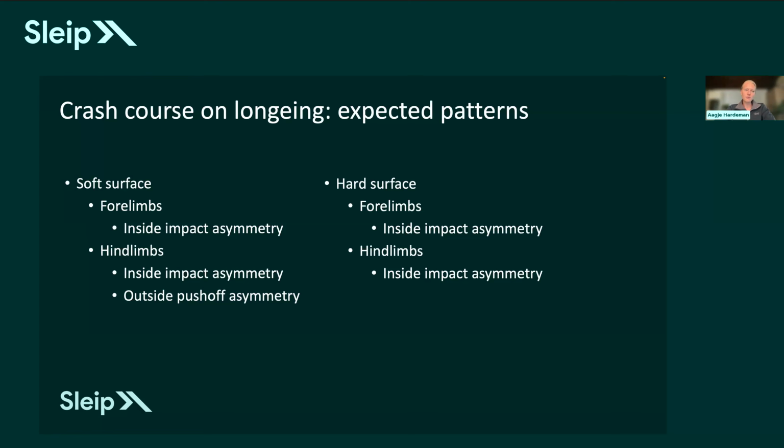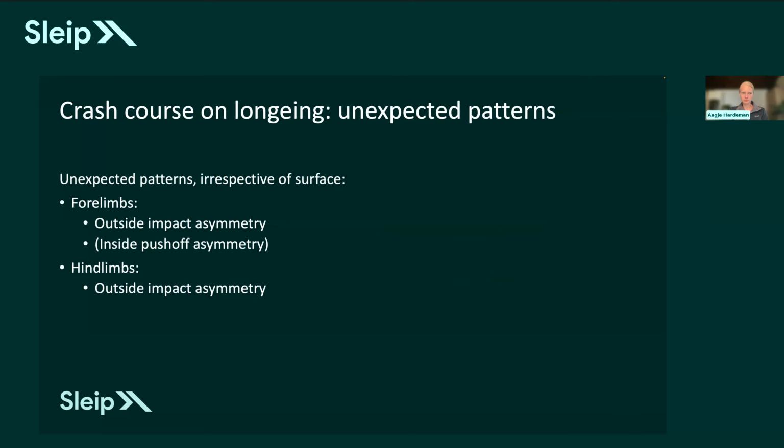Yeah, what can you expect a horse to do on the lunge? When we're looking at soft surface, it's usually an inside impact asymmetry, both in the forelimbs and in the hind limbs. And in the hind limbs, you also see an outside push-off asymmetry. On hard surface, it's this inside impact asymmetry, and there the outside in the hind limb is a bit different. Sometimes they end up in the middle, sometimes they end up as an impact asymmetry as well.